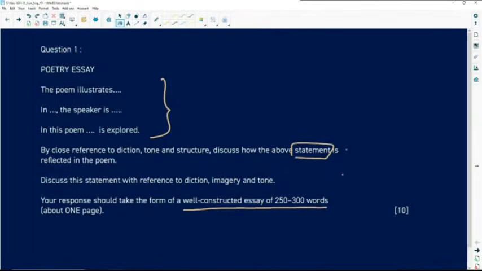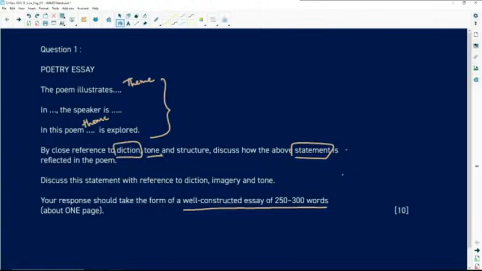So look at the typical questions. The poem illustrates, or the poem examines. In whatever poem it is, the speaker is concerned about whatever. In this poem, something is explored. This would be a theme. The poem illustrates, that would be a theme. And then, this is so typical.